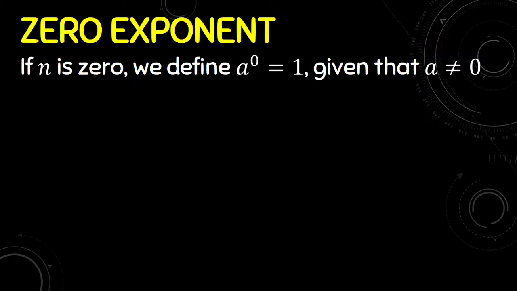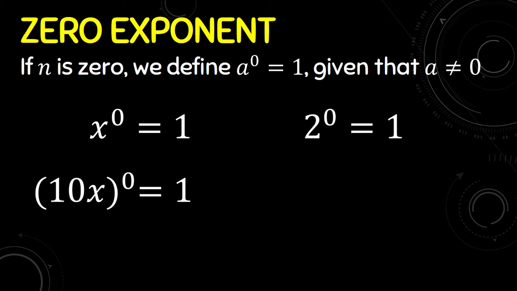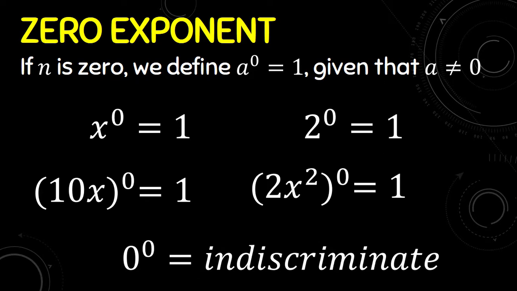How about zero exponent? If n is 0, we define a raised to 0 as equal to 1, given that a is not equal to 0. In other words, any number raised to 0 is equal to 1 except 0. We will see, x raised to 0 is equal to 1. 2 raised to 0 is still equal to 1. 10x raised to 0 is still equal to 1. The quantity 2x squared raised to 0 is equal to 1, but 0 raised to 0 is indeterminate or undefined.